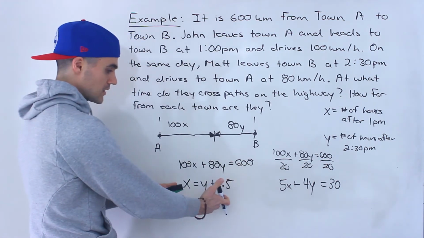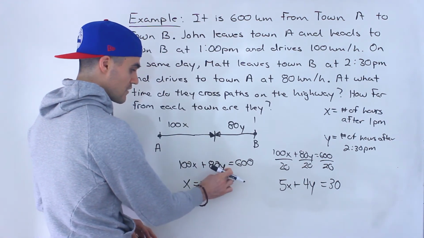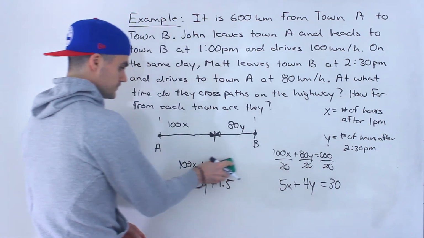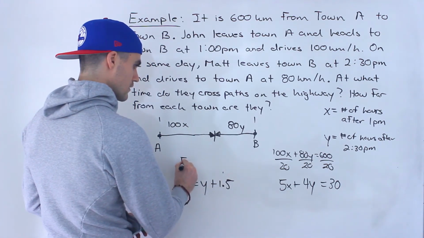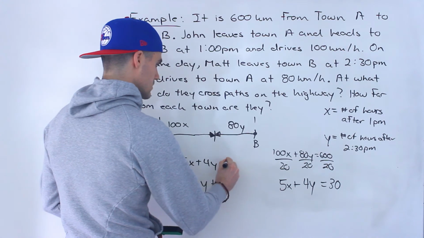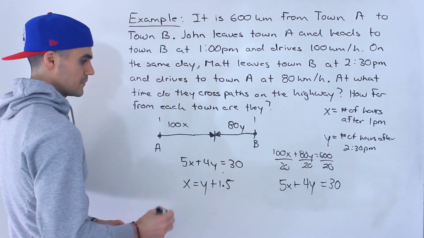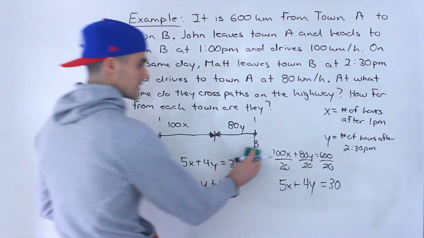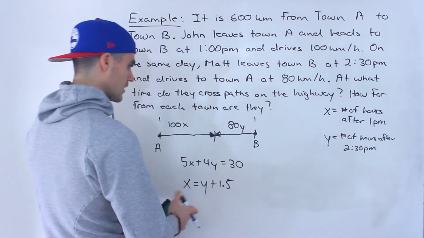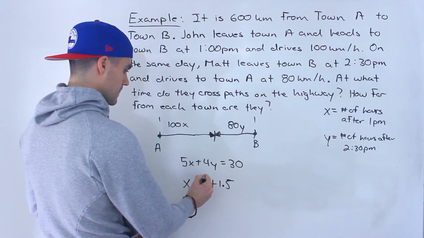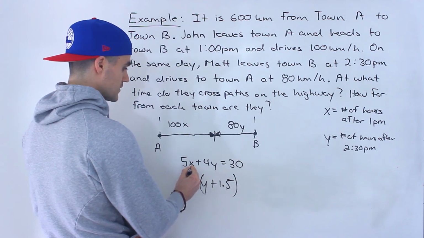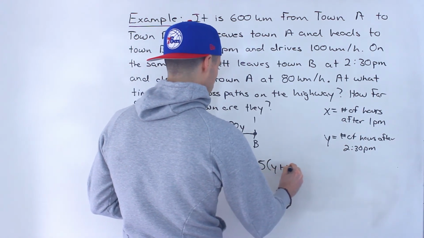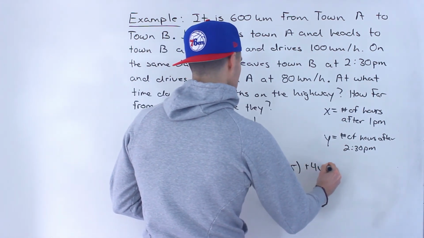You could have also just solved from here, so you could plug in y plus 1.5 for this y value and then solve. But I'm going to use this one just because the numbers are a little nicer. So we'll have 5x plus 4y equals 30, like that. But again, it doesn't matter if you still kept the other equation with the larger numbers, you're still going to get the exact same answer. So from here, I'm going to do substitution. I'm going to plug in y plus 1.5 for this x value here, right? Because x equals y plus 1.5, so I'll have 5 bracket y plus 1.5 plus 4y equals 30.